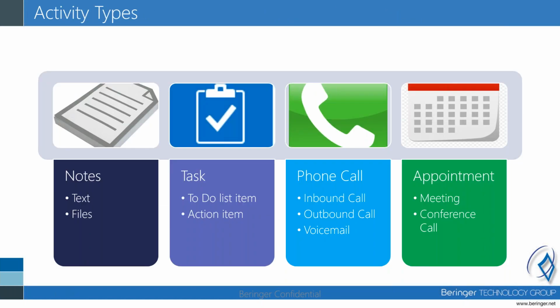Now, the activity types that are displayed in the account timeline include our notes, which can be text or files. They also include our tasks, which are to-do list items or actionable items, our phone calls, which are inbound, outbound, and voicemails, appointments, which are meetings and conference calls, and much more.